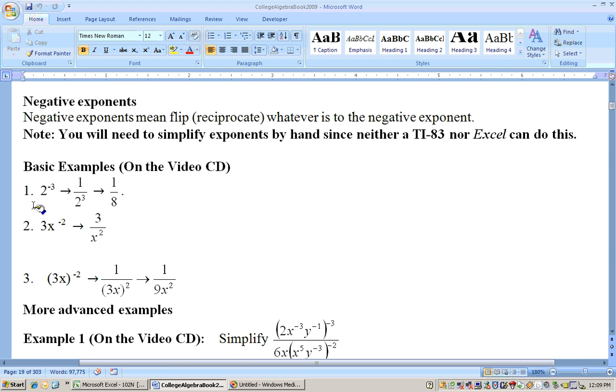Before we do the harder problem, we need to realize what negative exponents do, and negative exponents really means to flip the base. So if we have 2 to the negative third, that's the same as 1 over 2 cubed, which is 1/8. 3x to the negative second, well, the only thing to the negative second power is the x, so just the x gets flipped down to the bottom. And 3x, the quantity raised to the negative second, would be 1 over 3x squared, which is 1 over 9x squared.